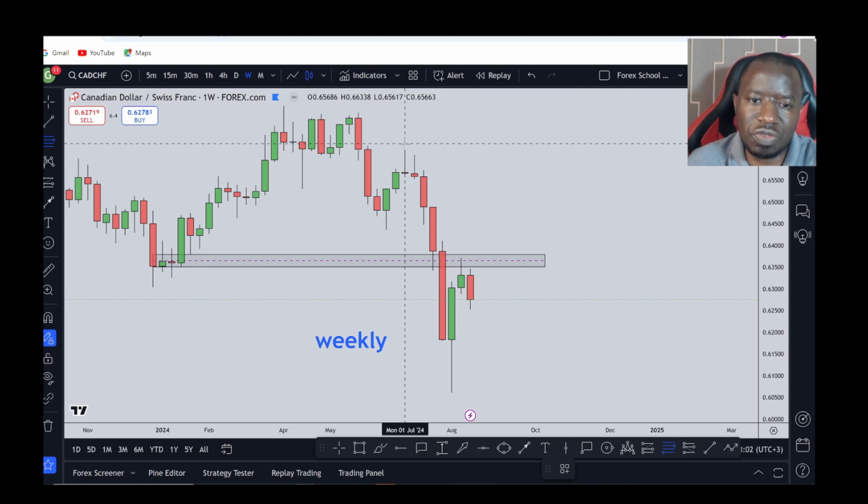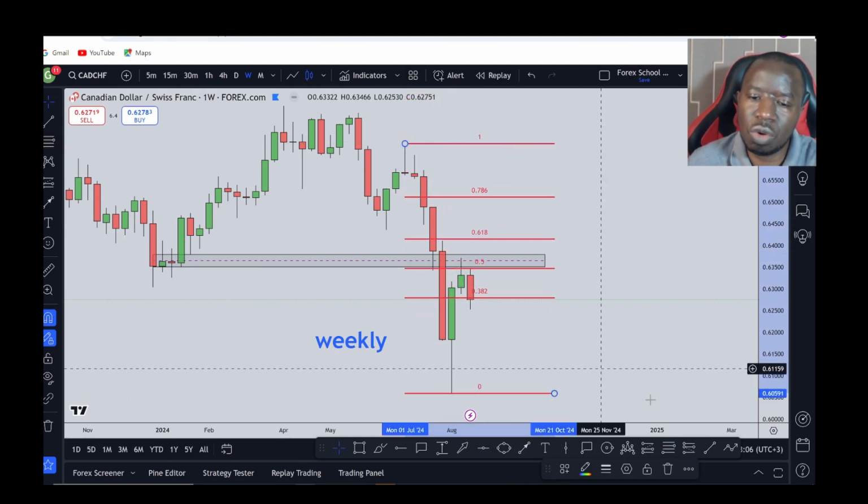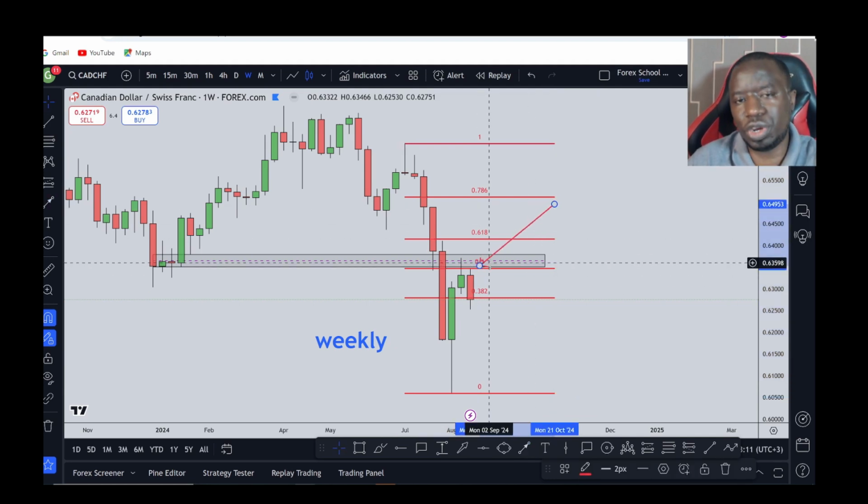Also, when we use our Fibonacci tool and measure this movement from the high to the low of the impulsive move, we see that price is clearly touching and rejecting the 50% Fibonacci retracement level, which is at the same area with the support now turned resistance area.